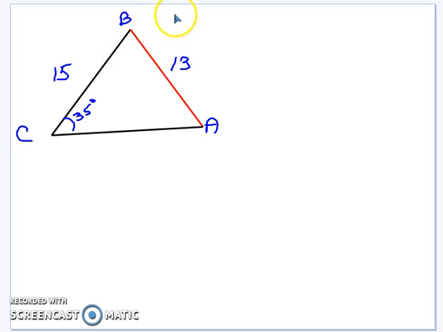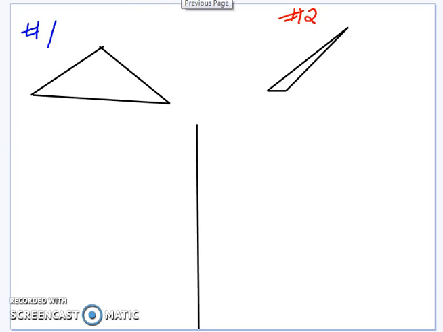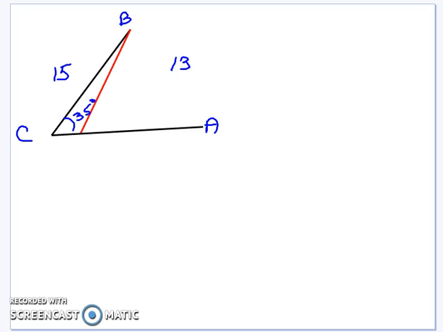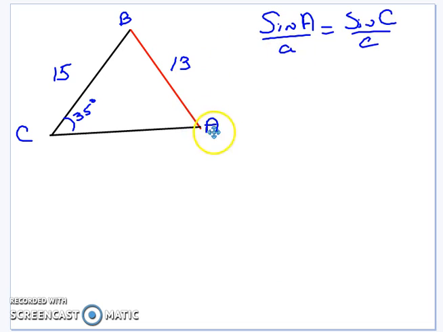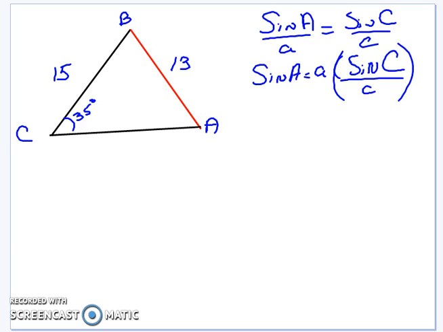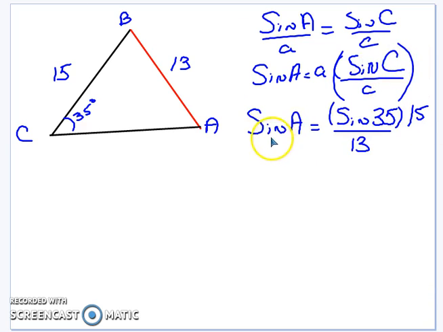All right, so how do we tackle this problem? Well, we're going to tackle this problem simply by starting with the sine law. So we're going to take sine A, so we're going to look for angle A. So let's see if we can find out what this angle over here is. So sine A over A is equal to sine C over C. All right, so to manipulate that around, we're actually looking for angle A, so sine A is equal to A times sine C over C. I fill in my values, so sine A is equal to sine of 35 over 13 times 15. So just a simple application of the sine law.